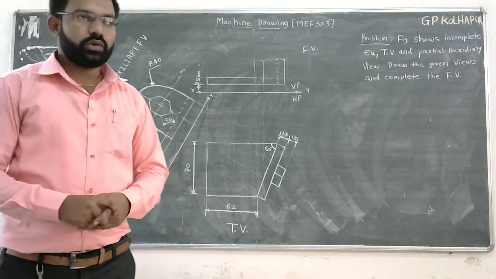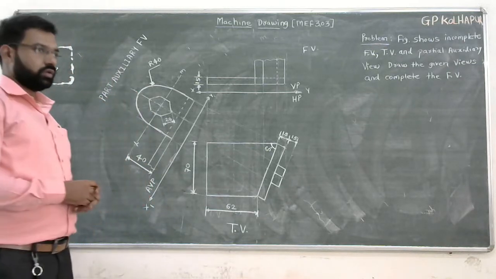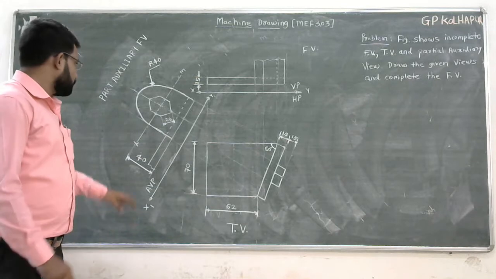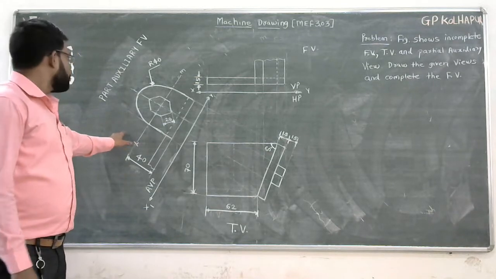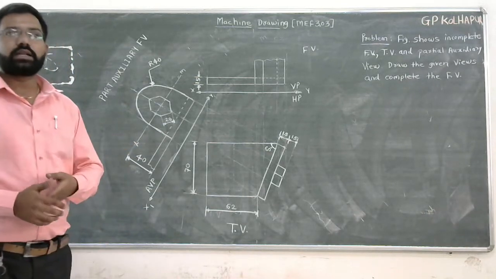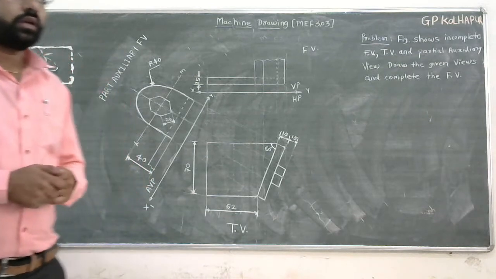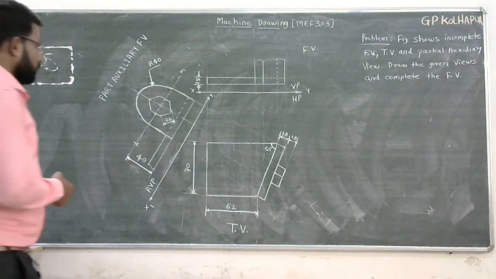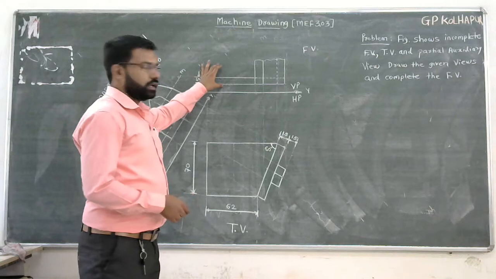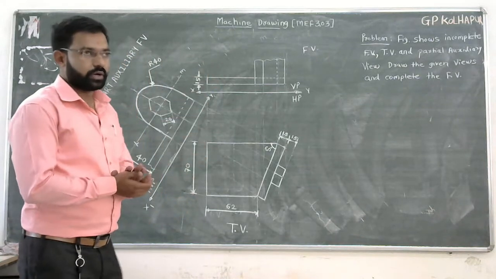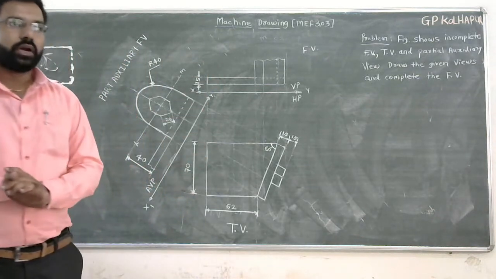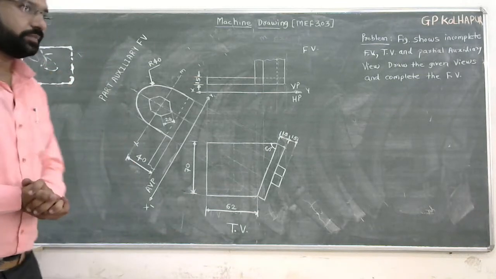So first of all, you have to observe the given two views. One is the partial auxiliary front view and another is the top view. From these views, you have to complete the third, incomplete view. The incomplete one is the front view. You have to complete the front view with the help of the two views.